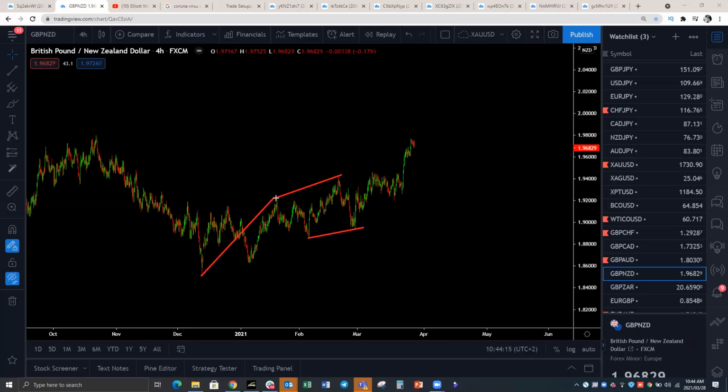We've got these 3 waves here. Are these 3 waves complete? Looks like we still have a bit of a push to the upside, but this could be where we start getting our reversal on Pound New Zealand. Let's keep an eye on this.